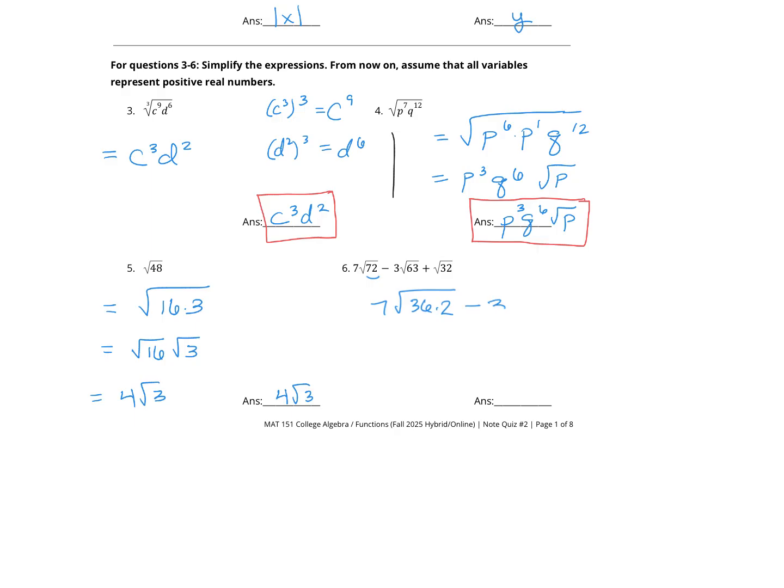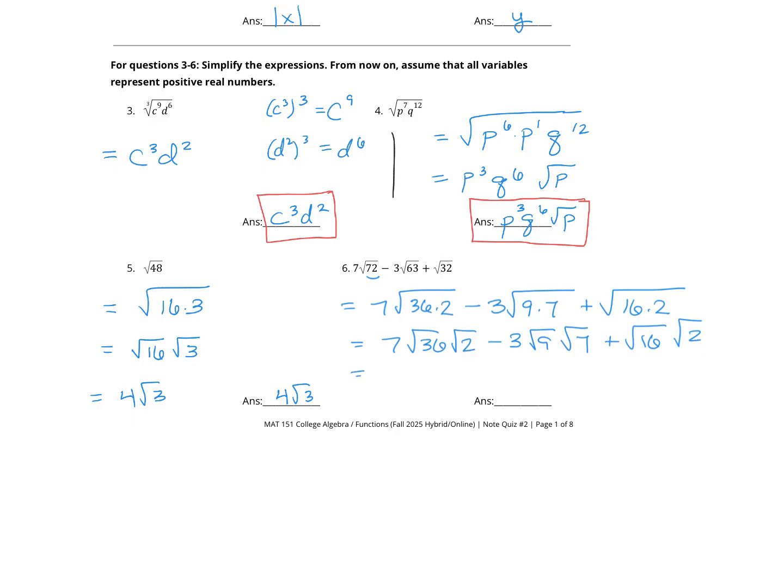For the middle, we're going to have a 3 out front being multiplied. 63 can be broken down as 9 times 7. That's the largest perfect square, 9. And then 32, we can break that down as 16 times 2. When we now break apart the radical, we can show this extra step here, which is kind of helpful, by breaking it apart over the multiplication.